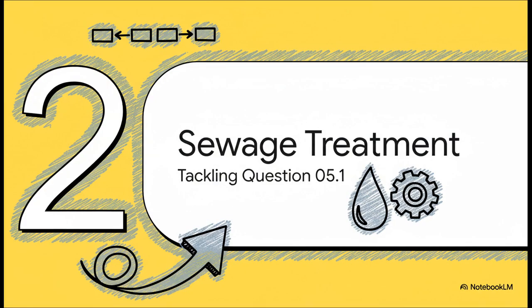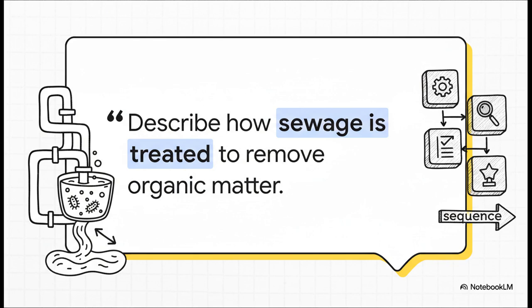We're kicking off with a big one, a 4-mark question asking you to describe a whole process. The question asks you to describe how sewage is treated to remove organic matter. Now, 4 marks, that is a huge clue. The key word here is describe. That's not just a suggestion. It means they are expecting a clear sequence of steps. No waffle, just the process.